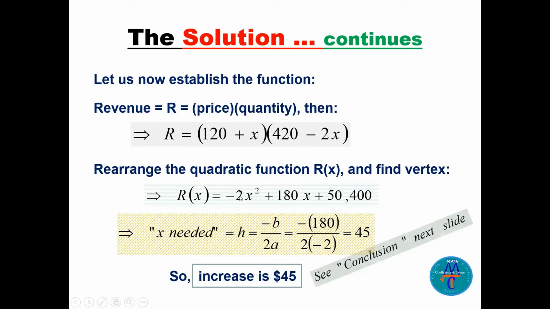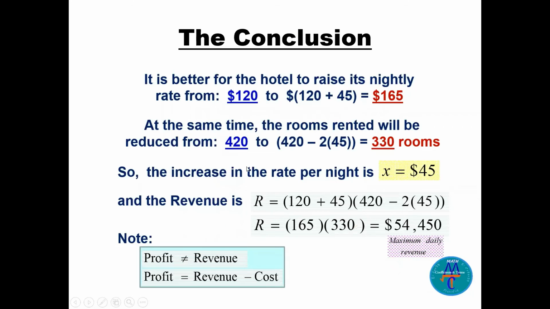50,400. Now this is a quadratic function. I think you know quadratic functions. We can find h. h by the formula is minus b over 2a. This is the X needed. So it's minus 180 divided by 2 times minus 2, which is 45. So the increase is $45. That's the best increase. Let's see the conclusion on the next slide.